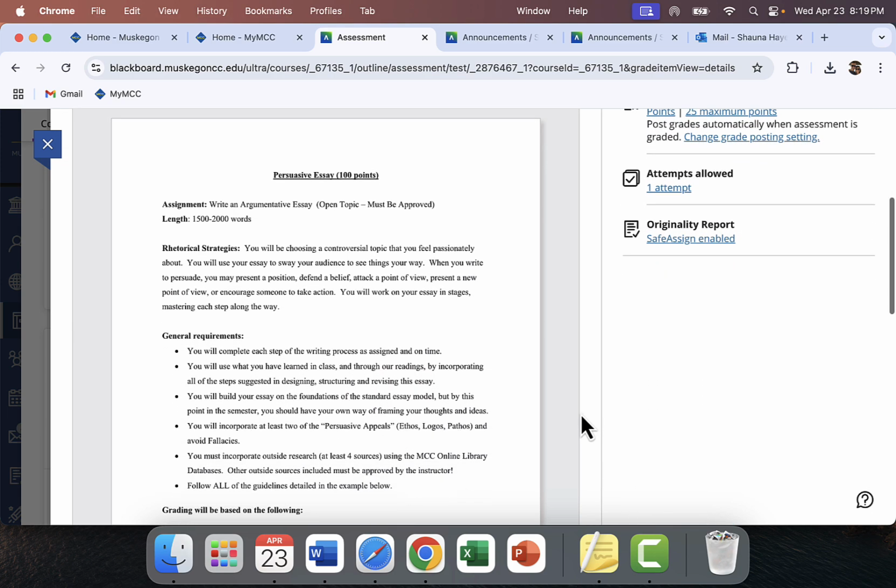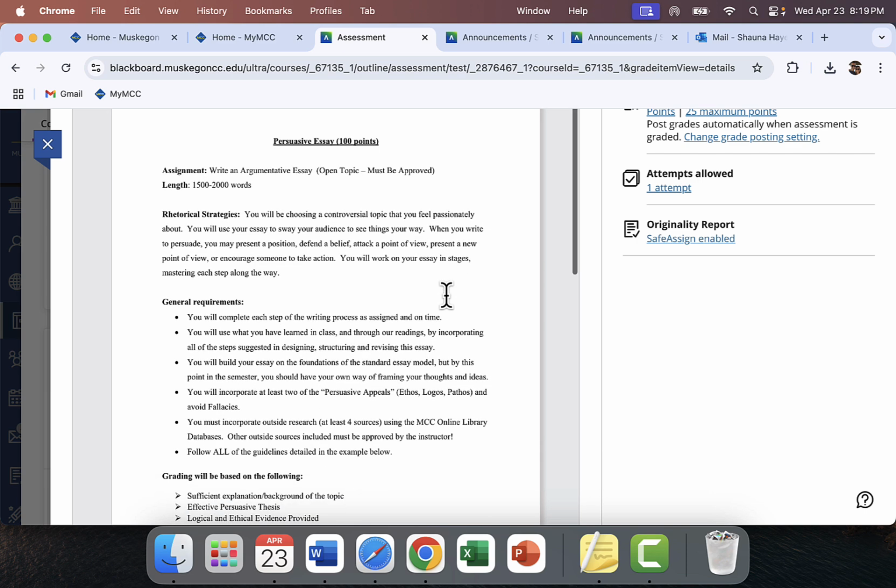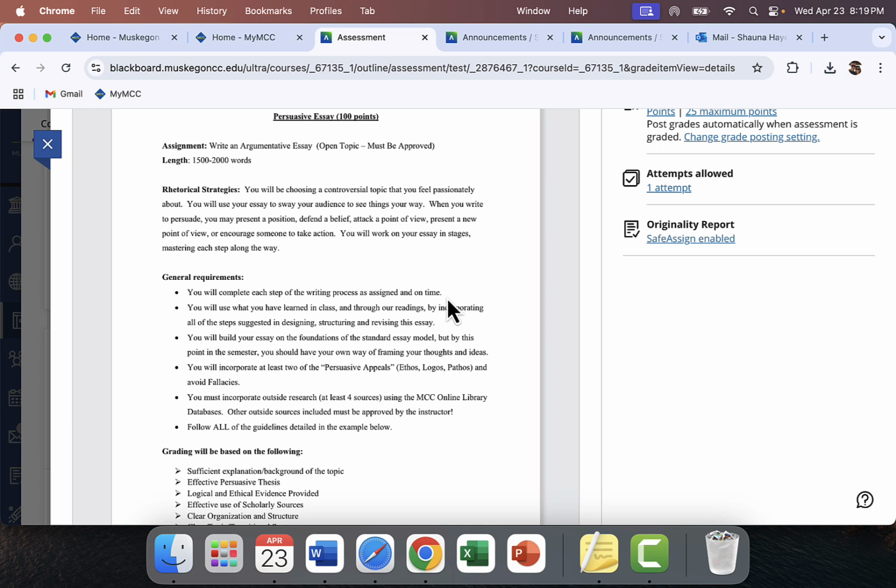So you'll notice the length. It's a pretty lengthy essay, so that means you need to get started right away. You're going to need to choose a controversial topic that you feel passionately about. You want to sway your readers to see things your way, right? So you want to convince them or persuade them to defend your position, right? And you will do that by using all of those persuasive techniques that you probably started to learn about in high school and we'll dig a little bit more into as we work through this essay.